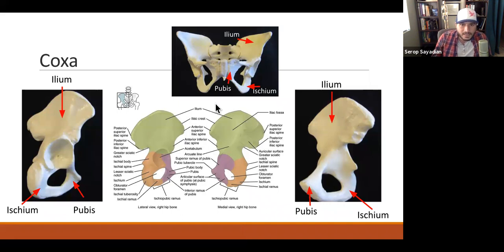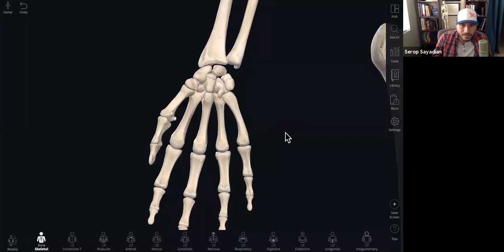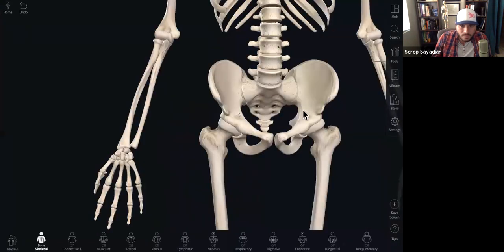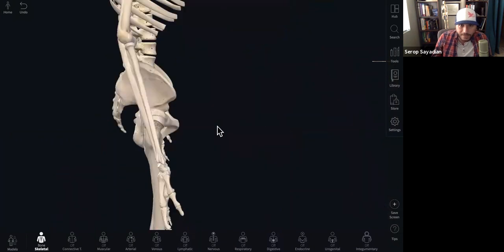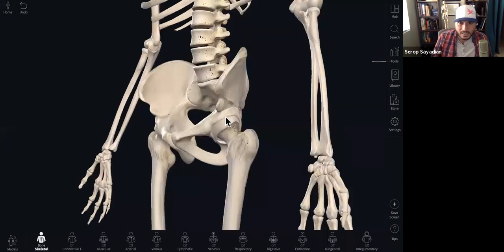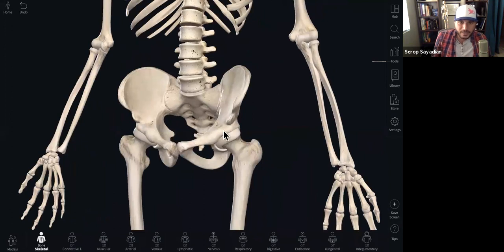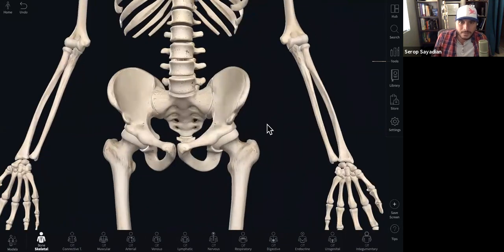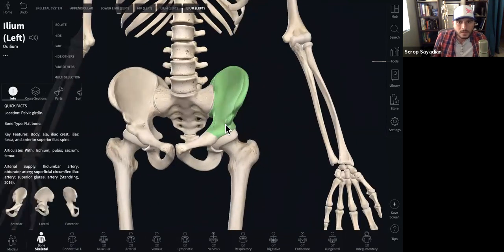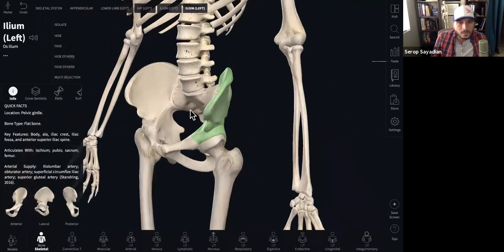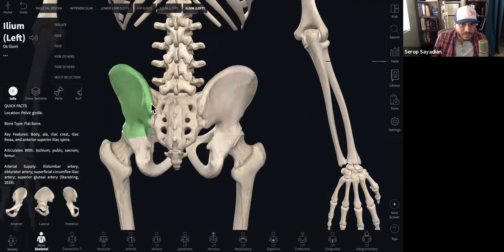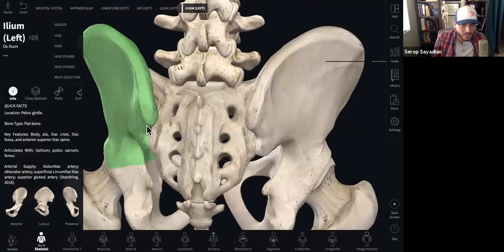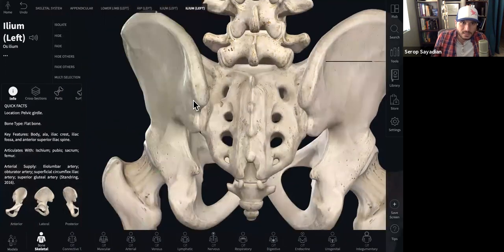So let's see on Arthur. The coxa is kind of hard to wrap your head around because you really need it to be 3D. Those two-dimensional pictures don't help very much. So here's the ilium. Notice how it's making a joint with the sacrum. It's called the SI joint. The chiropractor usually adjusts this region right here. So that's the top of the coxa, the ilium.